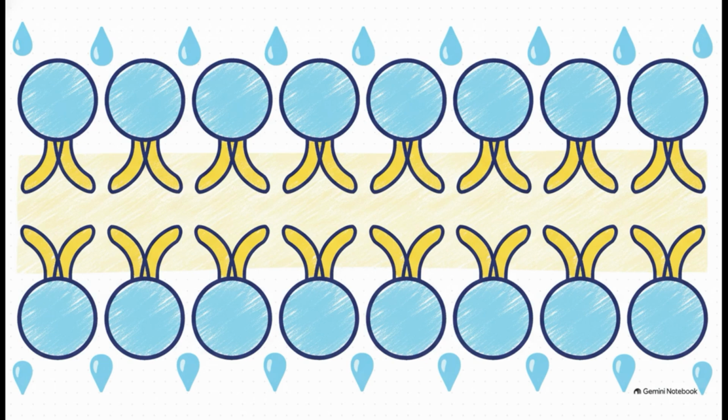So when they arrange themselves in a double layer to form a cell wall, the heads face outward toward the watery environments inside and outside the cell, while the tails hide safely inside the layer. It creates a highly effective, impermeable wall that keeps unwanted water-soluble substances out.